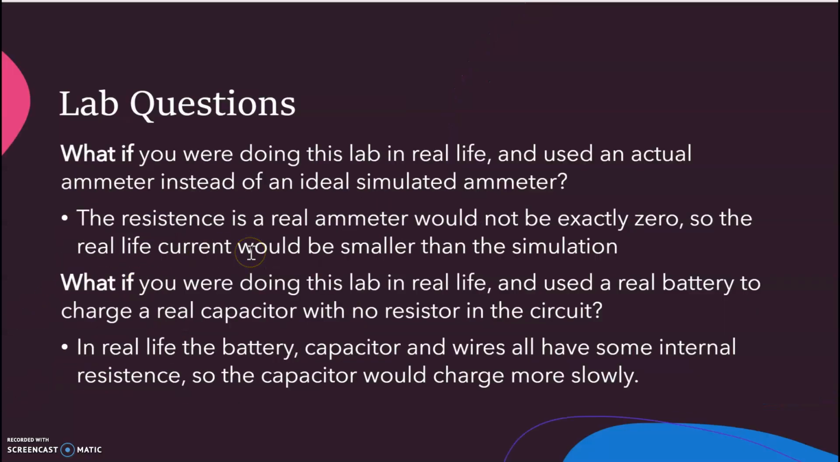For lab questions, we were asked if we were doing this lab in real life and used an actual ammeter instead of a simulated one. The resistance in a real ammeter would not be exactly 0, so the real life current would be smaller than the simulation.